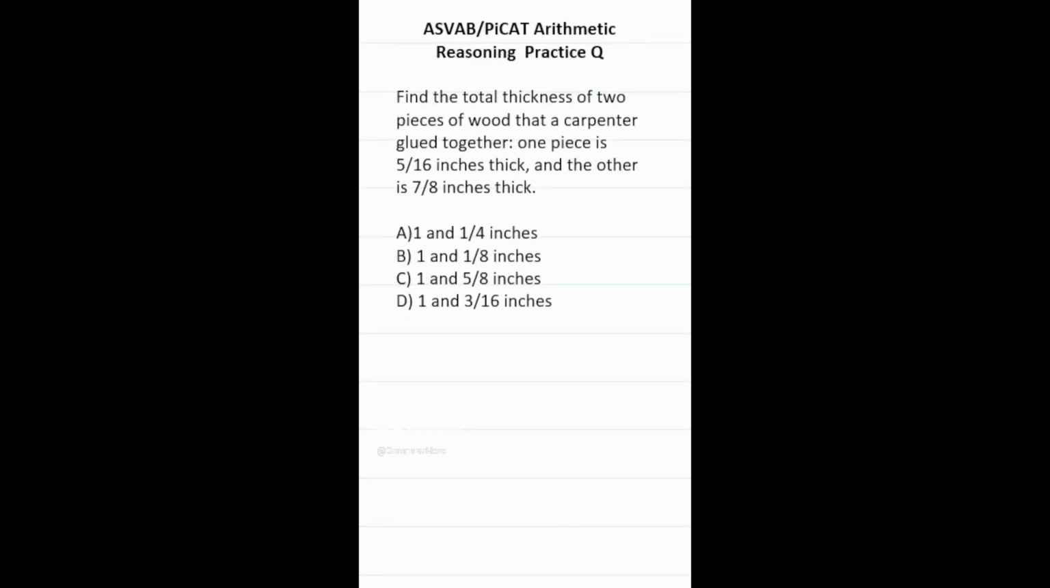This ASVAB PiCAT arithmetic reasoning practice test question says find the total thickness of 2 pieces of wood that a carpenter glued together. One piece is 5/16 inches thick and the other piece is 7/8 inches thick. So we're doing 5/16 plus 7/8. To add fractions, they have to have a common or the same denominator. 16 and 8 share a denominator of 16. So we're going to rewrite this one to have a denominator of 16 by multiplying it by 2. This becomes 14 over 16. When you add fractions, you keep the denominator the same. 5 plus 14 is 19.